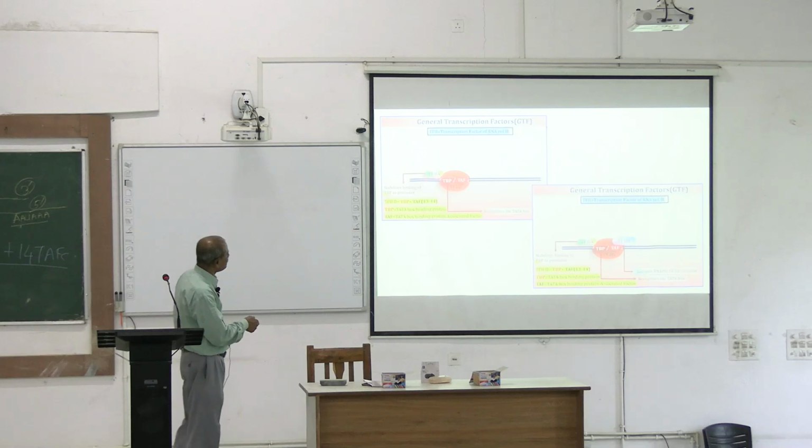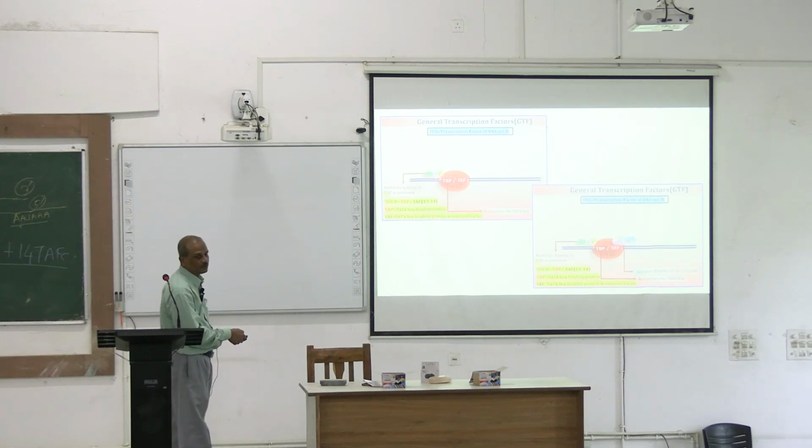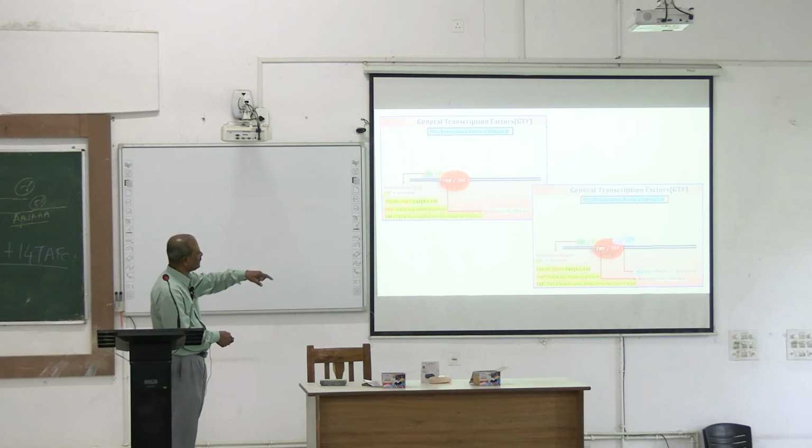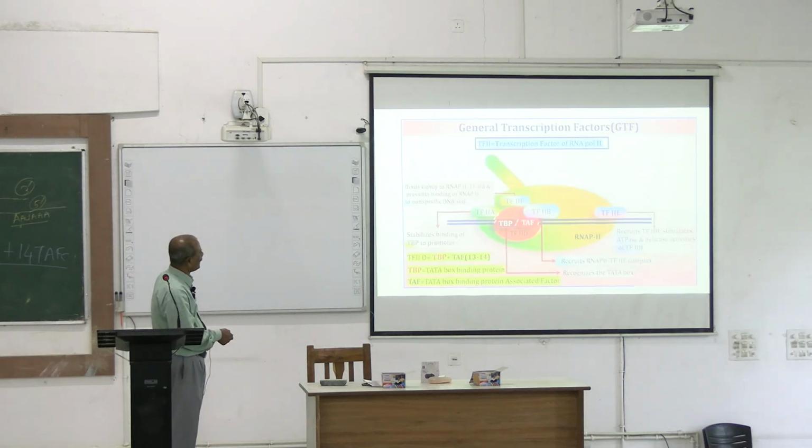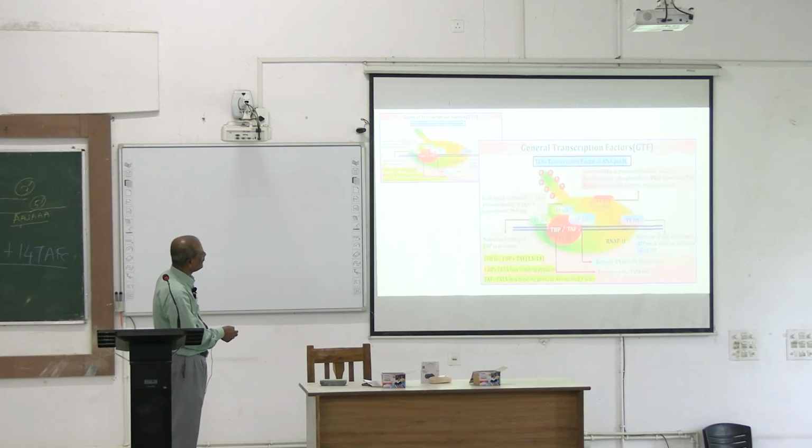Now subsequently A will be attached, then B. Remember the sequence only: first D, then A, then B, each having a different function, and then E and F. F will be associated with RNA polymerase 2, and then E will stimulate the ATPase, and helicase activity is in H. This H is endowed with 3 important functions, as I told you. It unwinds the DNA, so it has a helicase property.